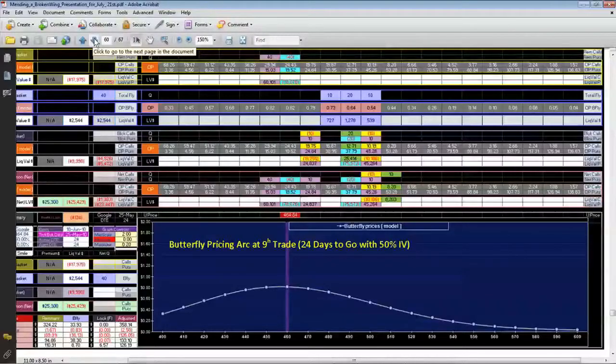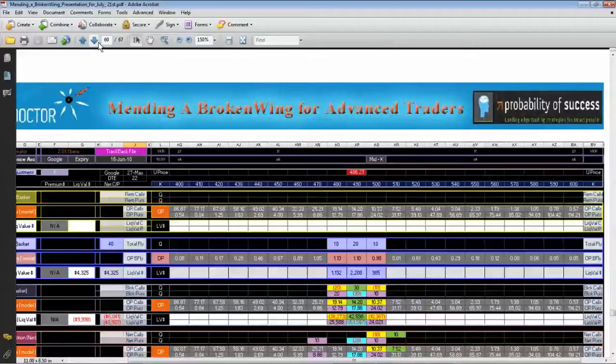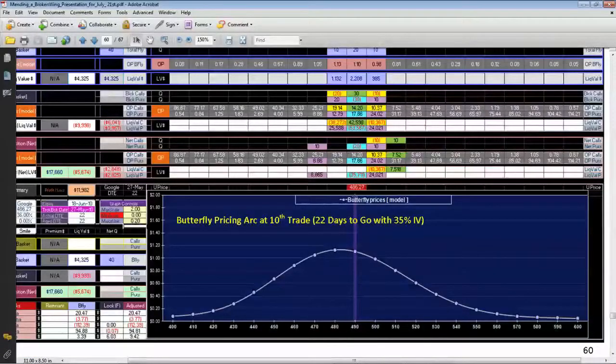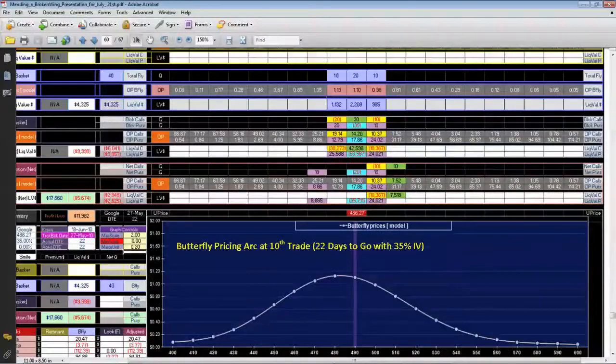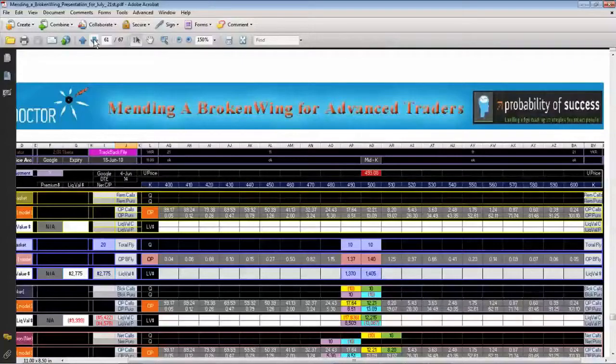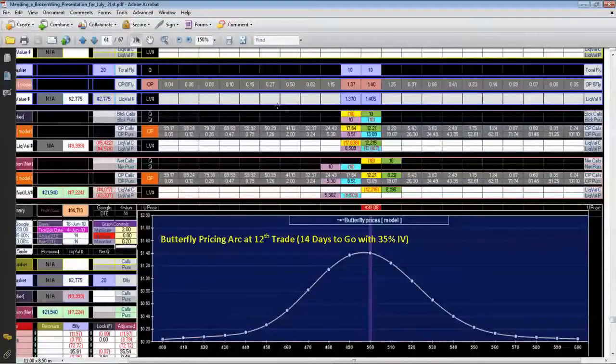Go into the next one. That's trade 10, 22 days to go, and vol has come out. The gas has come out, and now look at the butterflies. They're starting to increase. The at-the-monies are $1.13 and $1.10. And the next one, 14 days to go. More time going by, still around 35 vol. The at-the-monies are up to $1.37 and $1.40. They're starting to blossom. Still pretty cheap.